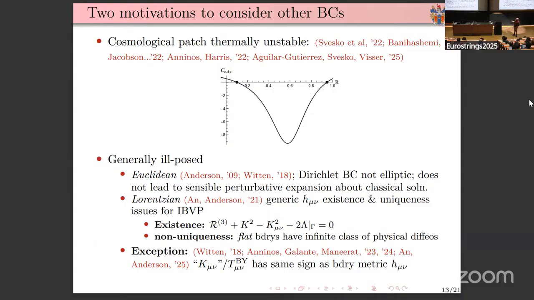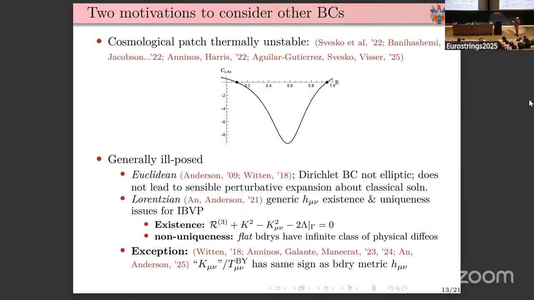Now, aside from that, just generically, Dirichlet boundary conditions in GR are generically ill-posed. So for example, in the Euclidean context, what you find is that Dirichlet boundary conditions are not what we call elliptic. And what that means is that it doesn't lead to a sensible perturbation theory that you want to have if you're trying to do some sort of semi-classical gravity and describing gravitational thermodynamics. This was proven by Anderson and then again later investigated by Witten.